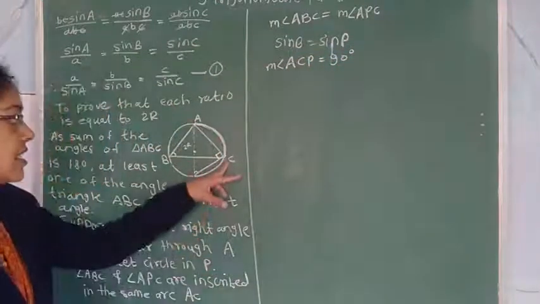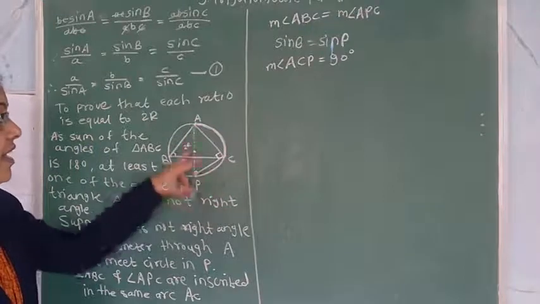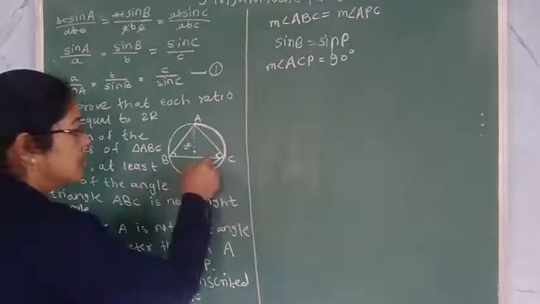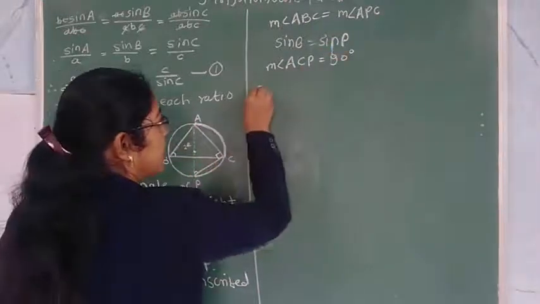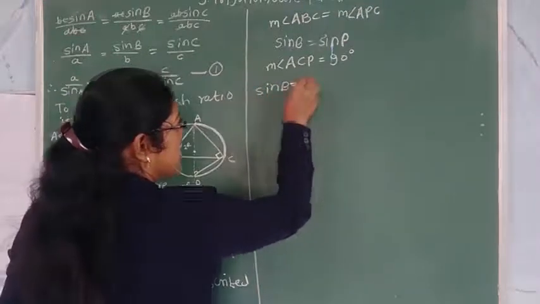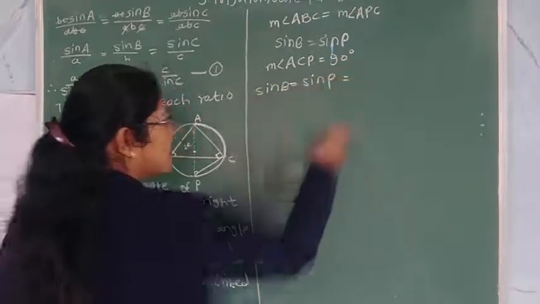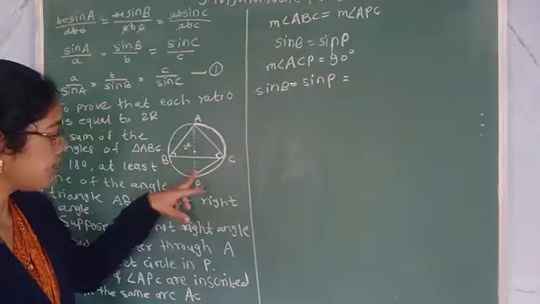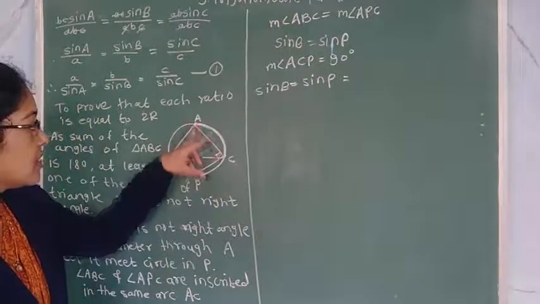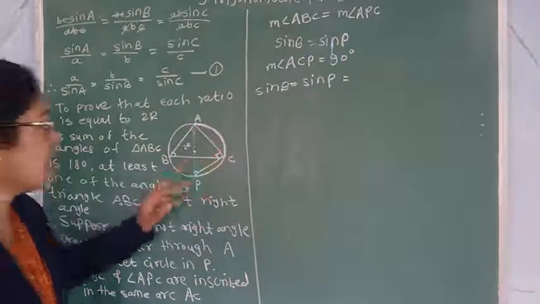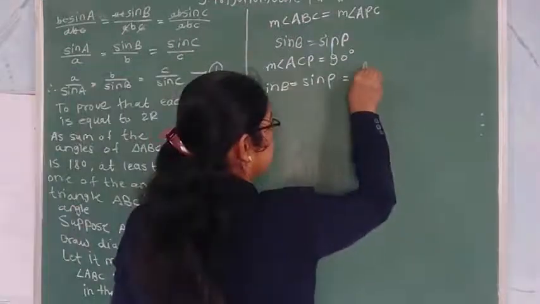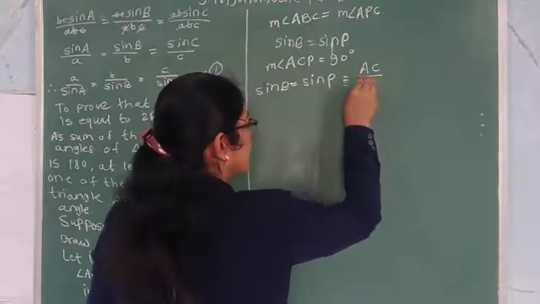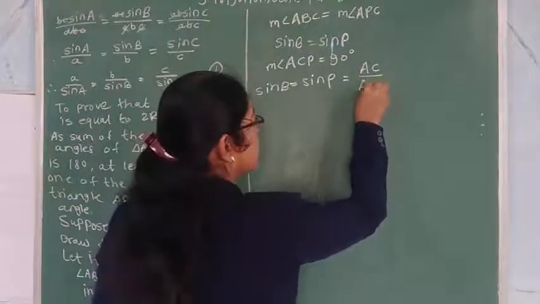So APC is a right angle triangle. Now sin B is equal to sin P. So sin P is equal to AC upon AP.